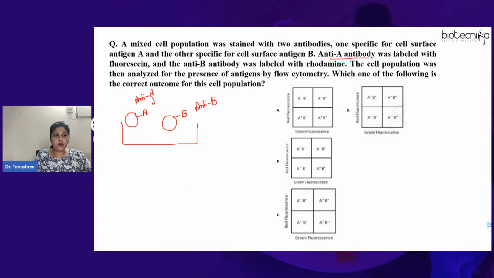The anti-A antibody was labeled with fluorescein, and the anti-B antibody was labeled with rhodamine. The cell population was analyzed for the presence of antigens by flow cytometry. What is the correct outcome for this cell population? Some data is given to you, so you have to analyze it and tell which is the correct outcome for the cell population if such an analysis of the cells for the antigens is done.